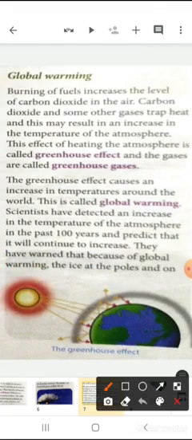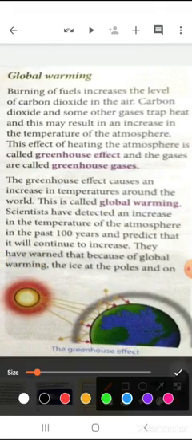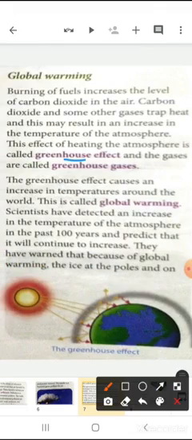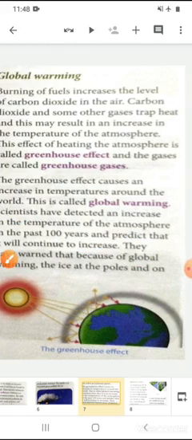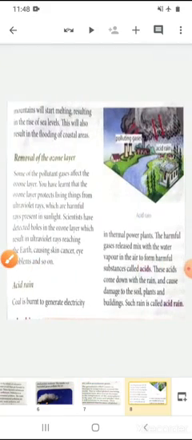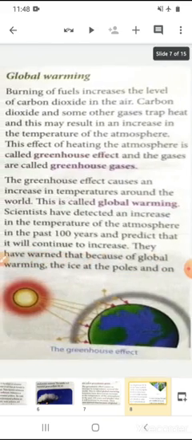So, first of all, you all understood about the greenhouse effect. Because of the greenhouse effect, the increase in temperature around the world is called global warming. Our scientists already predict that it will continue in future also. Because of global warming, the ice at the mountains and at the poles starts melting, which results in an increase in sea level.